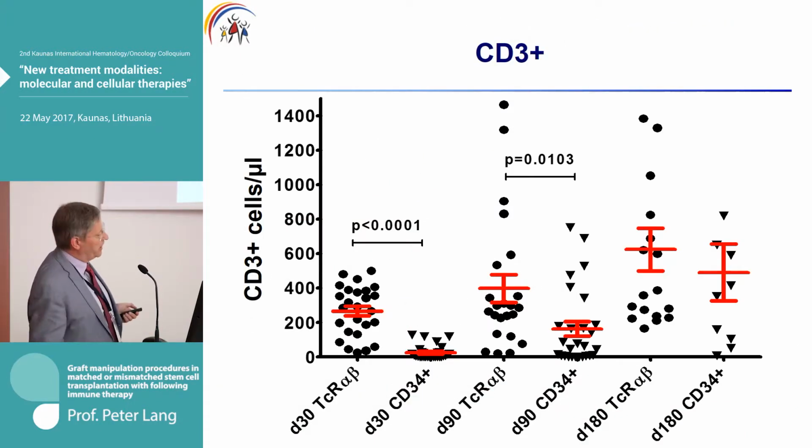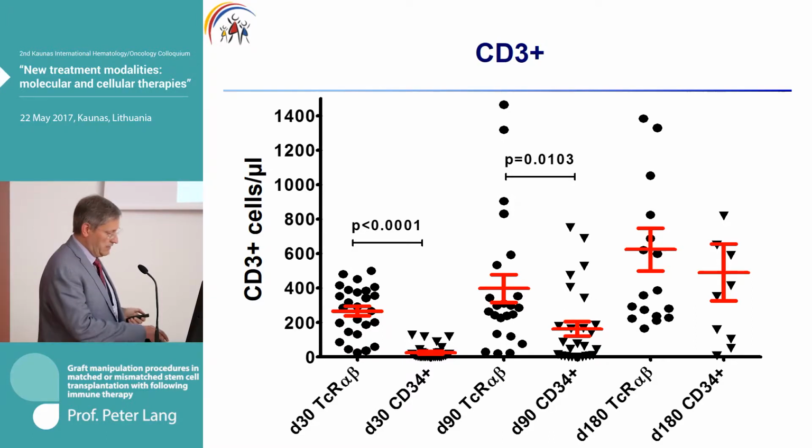Now, this is a comparison between the recovery of CD3 cells after CD34 selection, the old one, and after alpha-beta depletion. And as you can see, there was a significant improvement for alpha-beta depletion compared to CD34 selection. This was also true for day 90. Afterwards, there was no significant difference anymore.